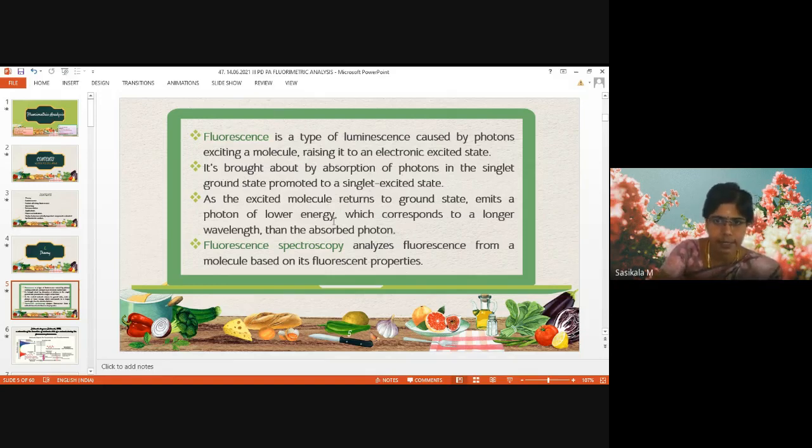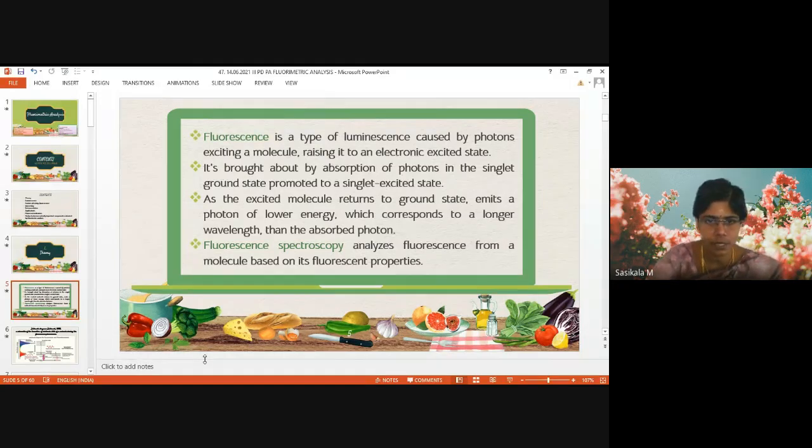Analyzing this type of radiation emitted by the molecule is called fluorescence spectroscopy. Any molecule that is fluorescent in nature can be analyzed by fluorescence spectroscopy. We are going to see what kind of molecules emit fluorescence, what factors affect fluorescence intensity, what the various types of luminescence are, and what kind of instruments are used to analyze fluorescent compounds.